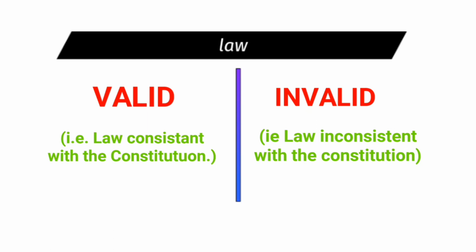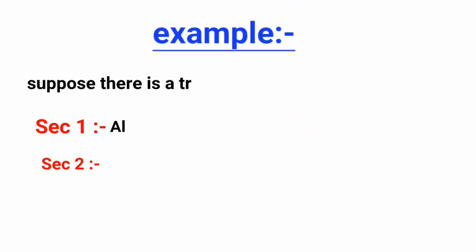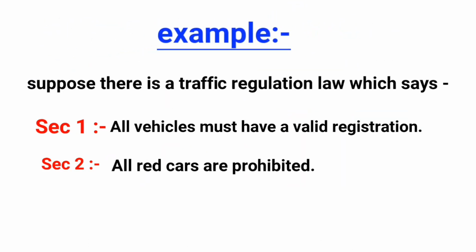One section is valid according to the Constitution and the other one is not. So the court following the doctrine of severability can declare the invalid part unconstitutional while upholding the rest of the law. So in order to understand this context well, let's see an example.